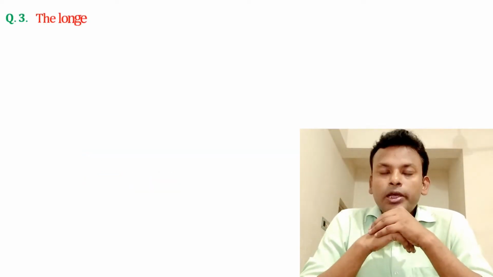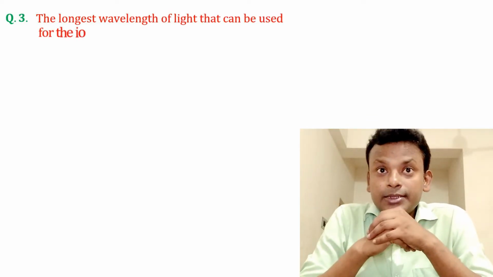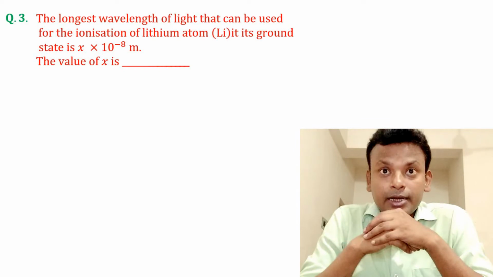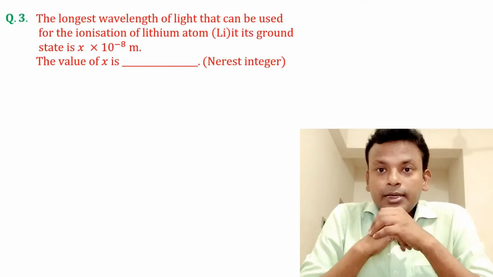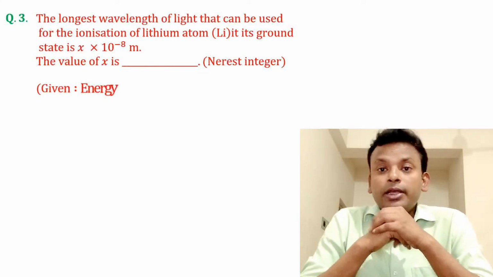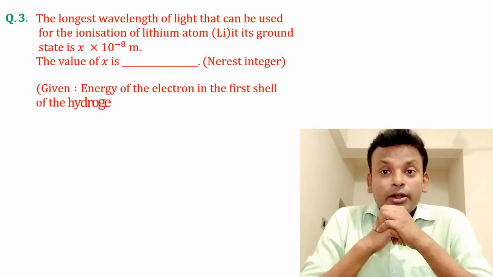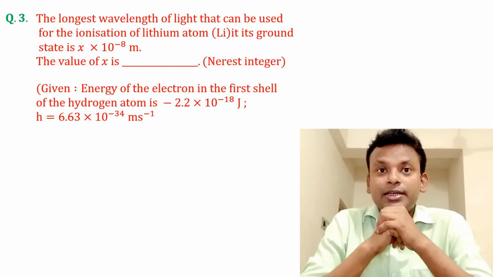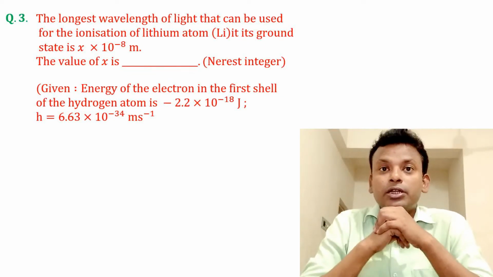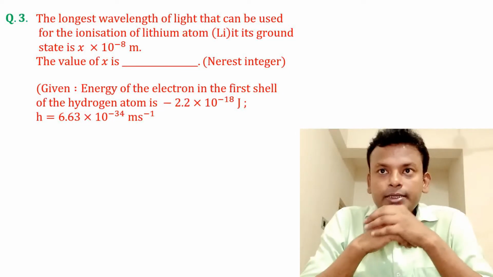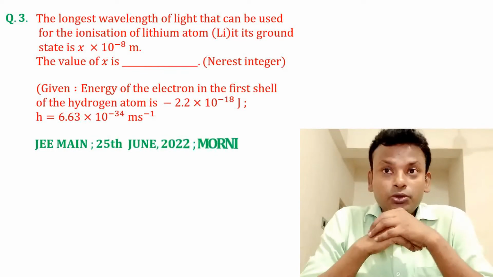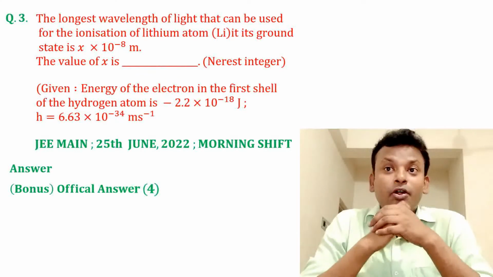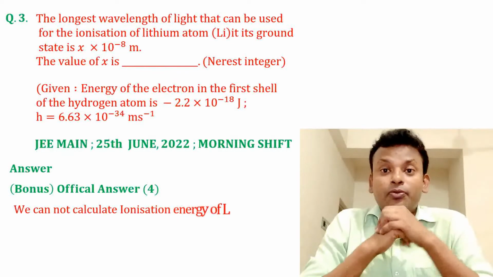Question 3. The longest wavelength of light that can be used for the ionization of lithium atom in its ground state is x into 10 to the power minus 8 meter. The value of x is dash. Given energy of the electron in the first shell of hydrogen atom is minus 2 into 10 to the power minus 18 joule, Planck constant h equals 6.63 into 10 to the power minus 34 joule second, and c equals 3 into 10 to the power 8 meter per second. This question was set in JEE Main 25th June 2022 morning shift. Answer: it is a bonus question and the official answer is 4. We cannot calculate the ionization energy of lithium atom; we calculate Li2 positive.